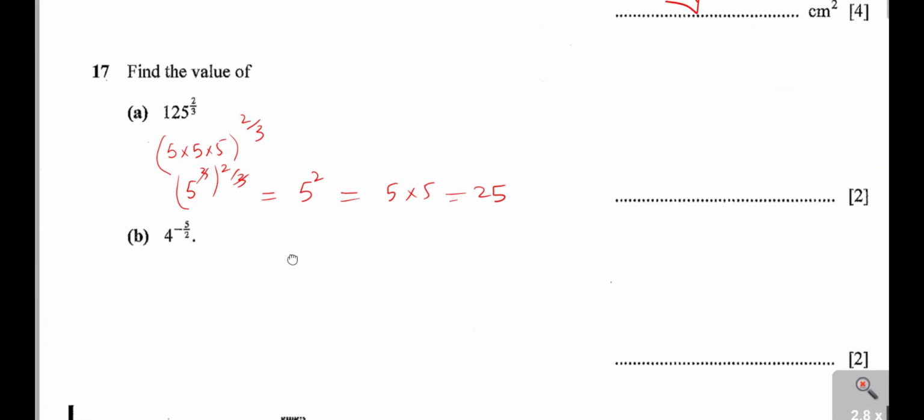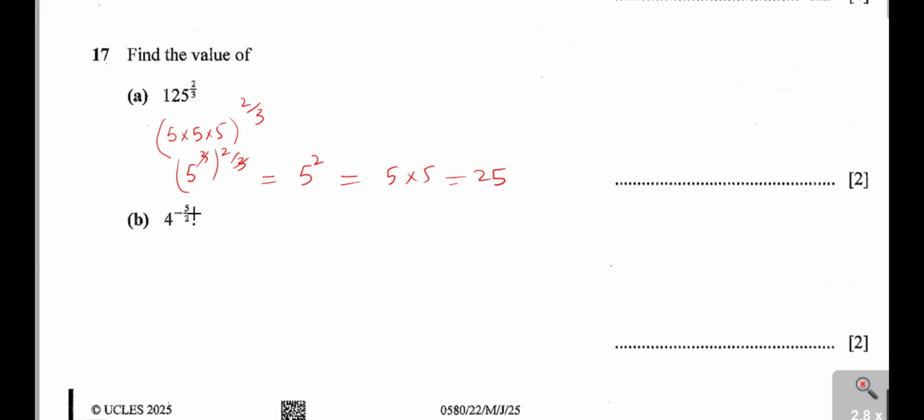Next, part B. 4 whole power minus 5 over 2. We can write this 4 as 2 power 2, and this is minus 5 over 2. These two powers will be multiplied. We can write 2 into minus 5 over 2. The 2 would be cancelled. This is 2 power minus 5.